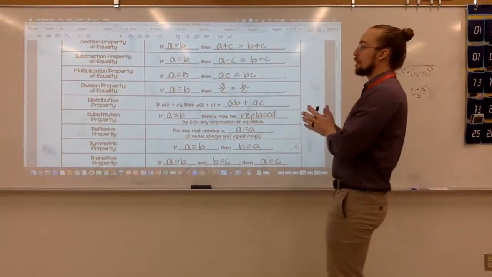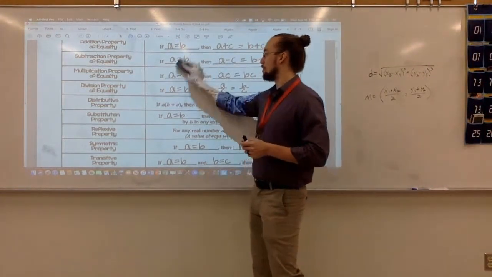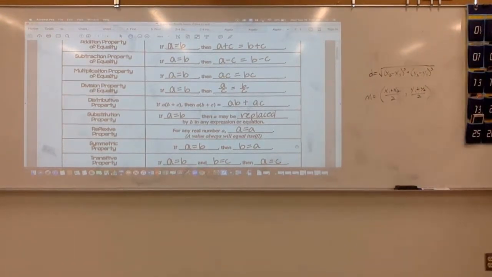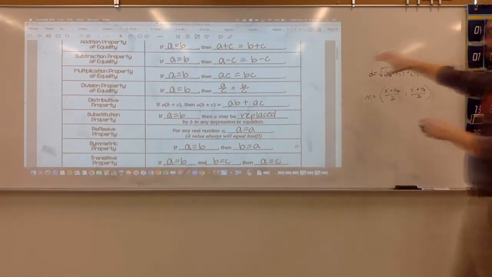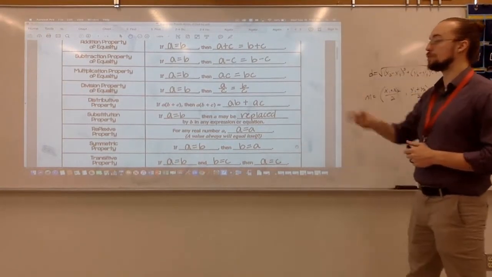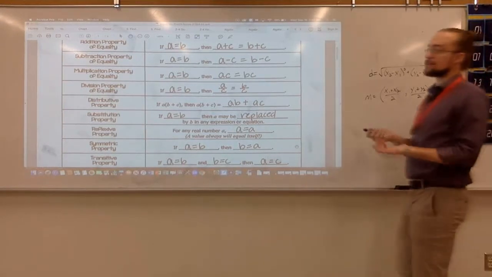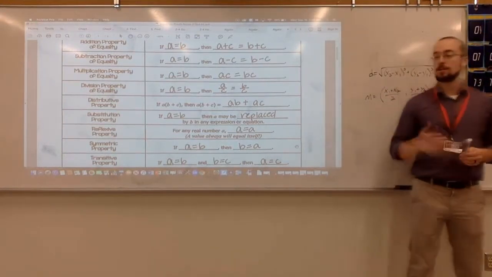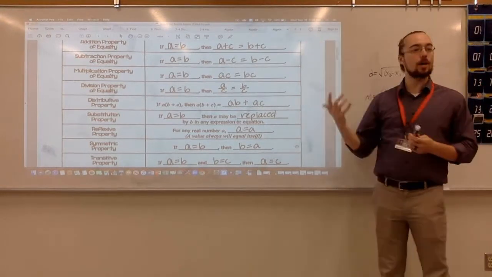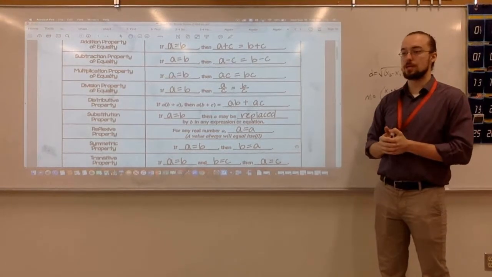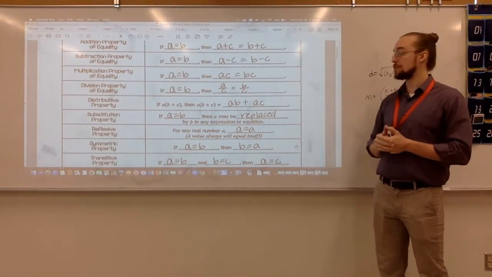Alright, so go ahead and start copying these properties down onto your notes. At least the first 6 of them are properties that you've seen before. These are how we solve equations, using these properties. If I have an equation, I can add the same thing to both sides. I can subtract the same thing from both sides. I can multiply both sides by the same thing.